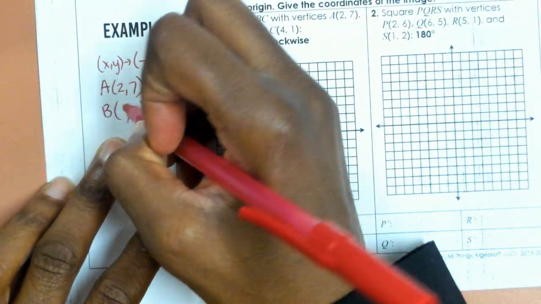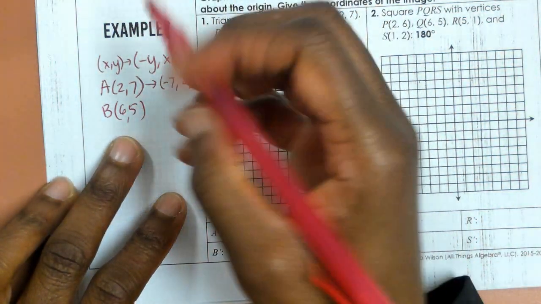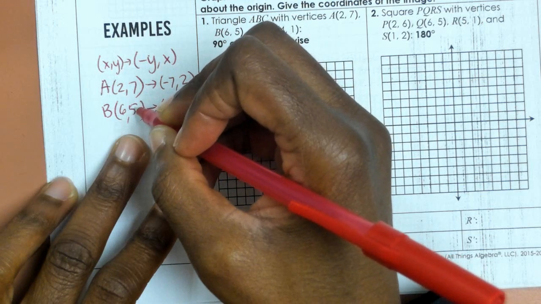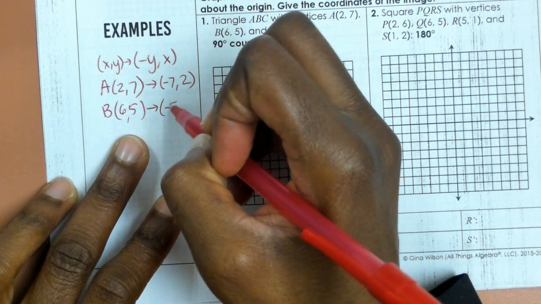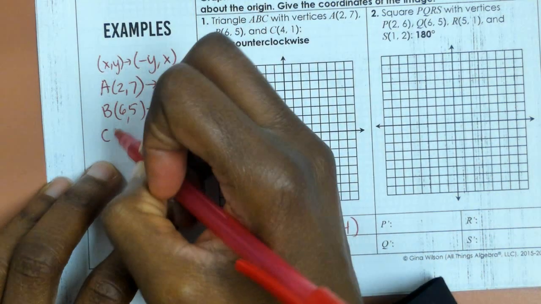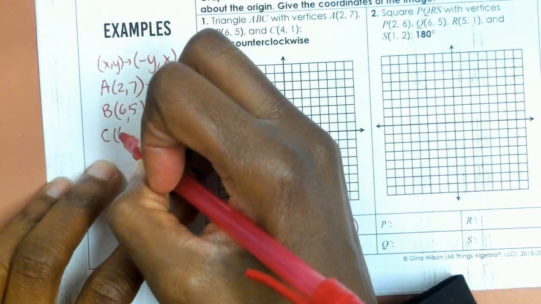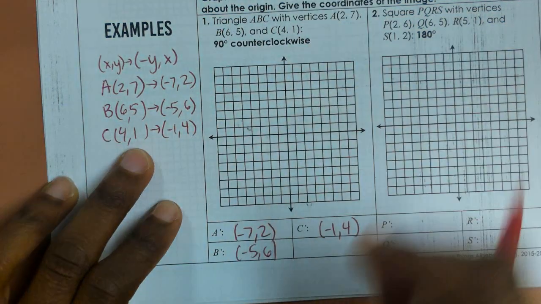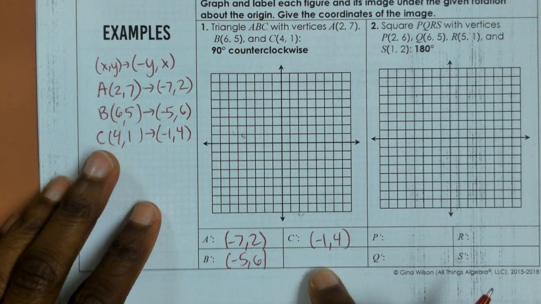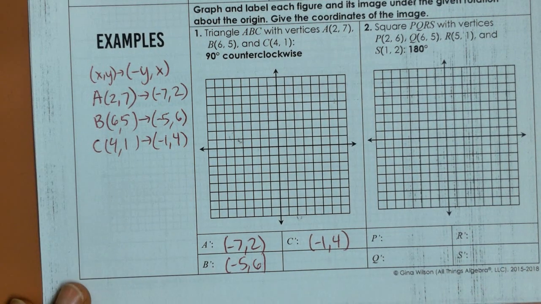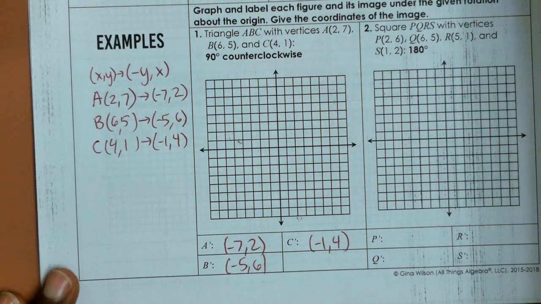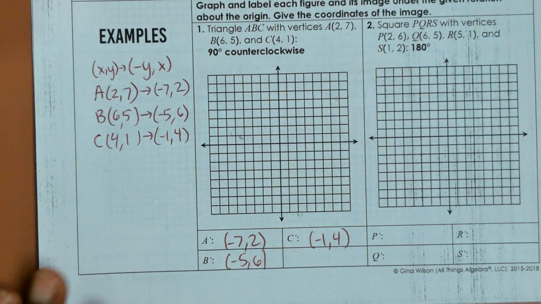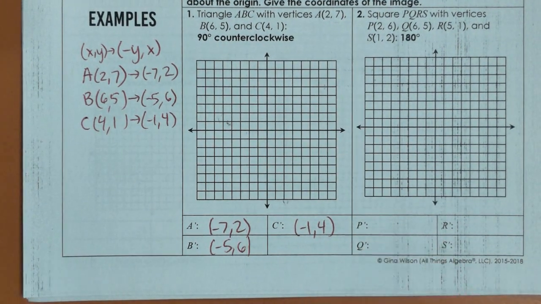B is (6, 5). We're going to change it to the y coordinate with the opposite sign and the x coordinate second. And C is (4, 1): y coordinate with the opposite sign and x coordinate second. So those are the answers that we got. So those are the 3 different ways to do these problems. You can probably do some in each different way, I would suggest, and see which one you like the best.